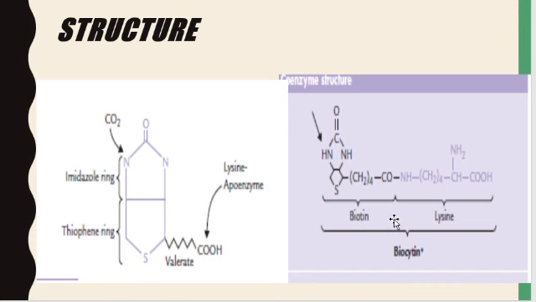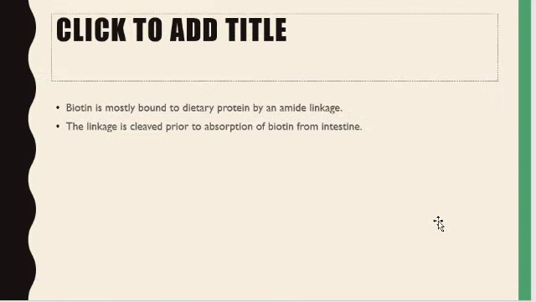The coenzyme form of biotin is called enzyme-bound biotin, or biocytin, in which it is linked with the apoenzyme through the lysine residue. Biotin is mostly bound to protein by an amide linkage, and this linkage is cleaved prior to the absorption of biotin from the intestine.